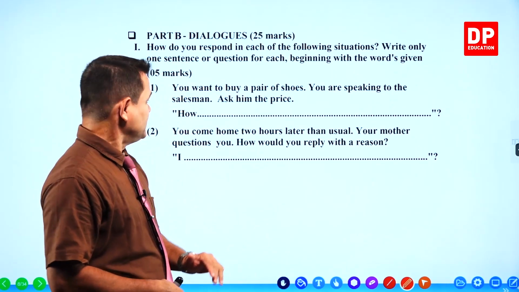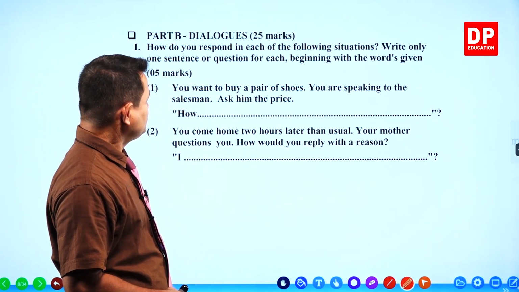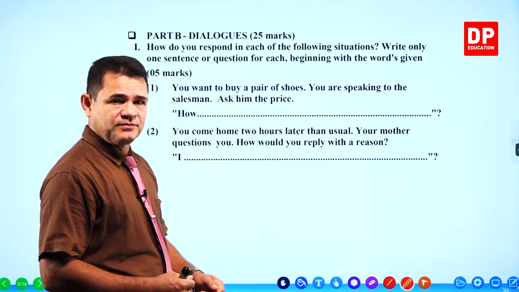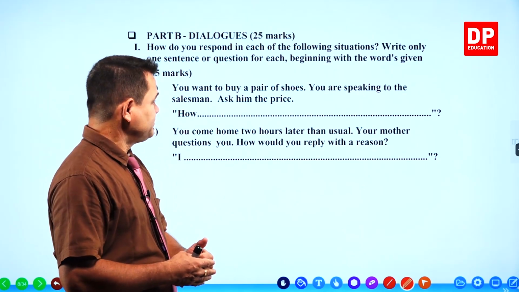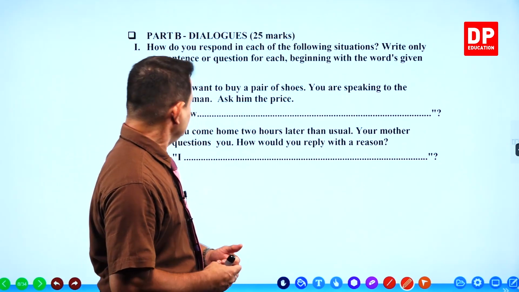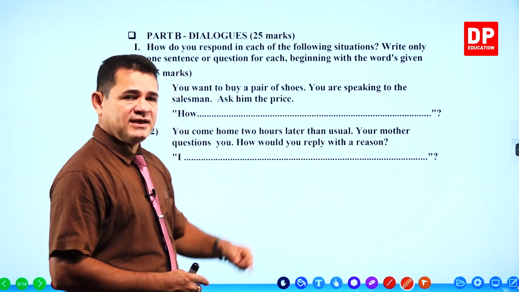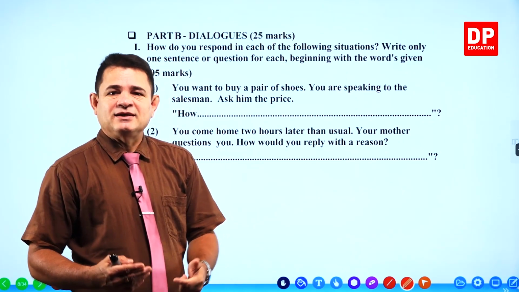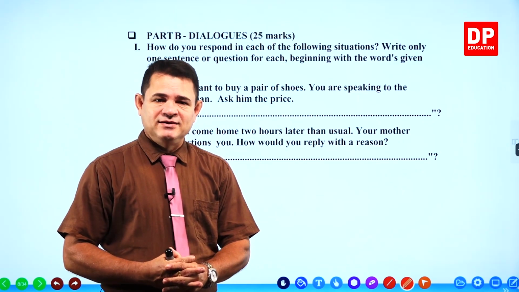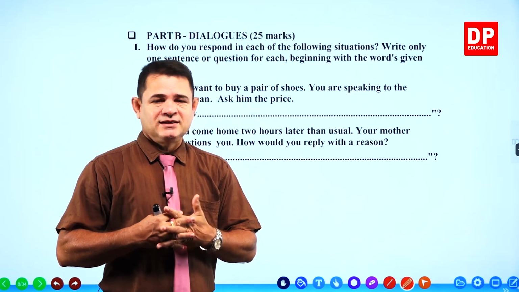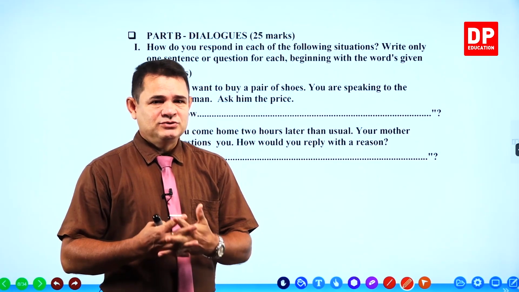Let's see the first one here. You want to buy a pair of shoes. You are speaking to the salesman. Ask him the price. This is something that we need in our day-to-day life even, no? අපේ දිනපතා ජීවිතේට අවශ්‍ය දේවල්. So we should know these things.